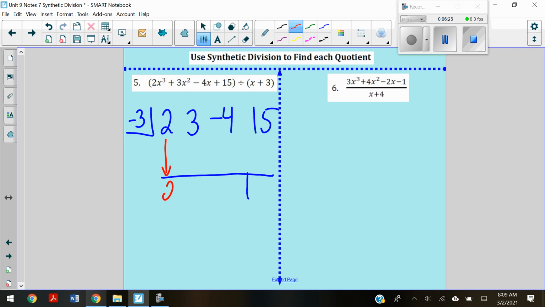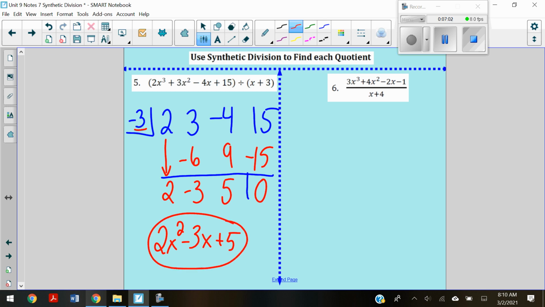Bring down your 2. 2 times the negative 3 gives us a negative 6. 3 plus negative 6 is a negative 3. Negative 3 times negative 3 is a positive 9. Negative 4 plus 9 gives us 5. And 5 times negative 3 gives us a negative 15. 15 minus 15 is 0. So we go 1 power down, 2x squared minus 3x plus 5. No remainder here.